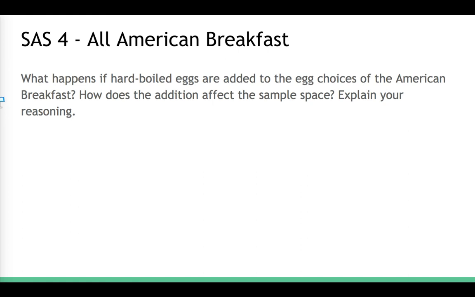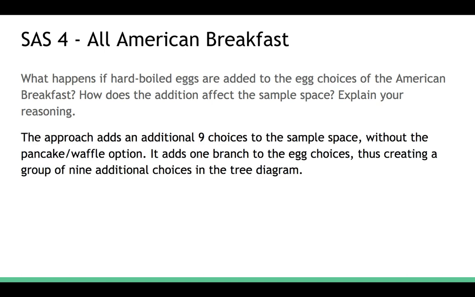What happens if hard-boiled eggs are added to the egg choices of the American breakfast? Well, that changes the egg choices from 3 to 4. So now the total sample space does what? Instead of 3 times 3 times 3, it's 3 times 4 times 3, or 4 times 3 times 3, if you look at it from the perspective of how you order. 4 times 3 is 12, times 3 is 36. So instead of 27, you have 36 choices. It adds an additional 9 choices to the option. 27 plus 9 is 36. It just adds an extra branch to the egg choices.